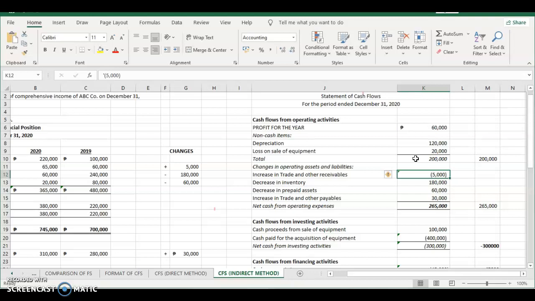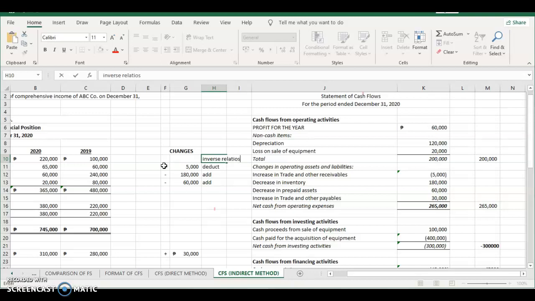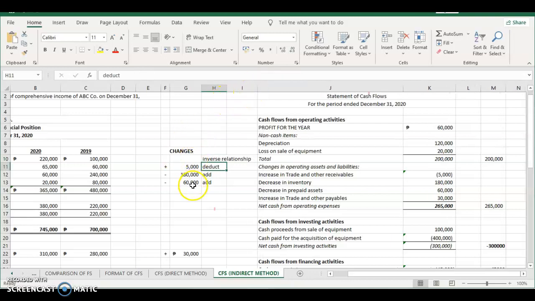Or sinabi ko sa direct method. So, since he increased in trade and other receivables, by the way, inverse ang relationship nila, ibig sabihin kabaligtaran. Kung ito ay na-increase, sa pag-prepare ng cash flow, ito ay dinededuct natin. Ito naman, add. Okay? Inverse yung relationship nila, class.